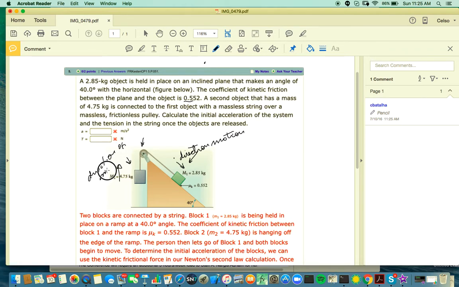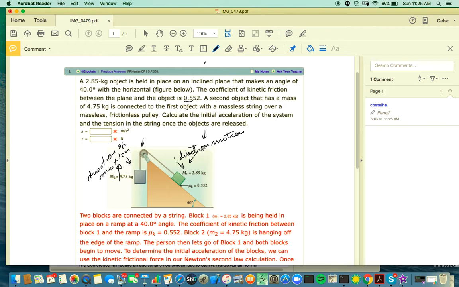Direction of motion. You could make another assumption. You could say this green block is moving upward on the slope, in which case the gray block is moving downward. Okay, so I'm going to go with this assumption.